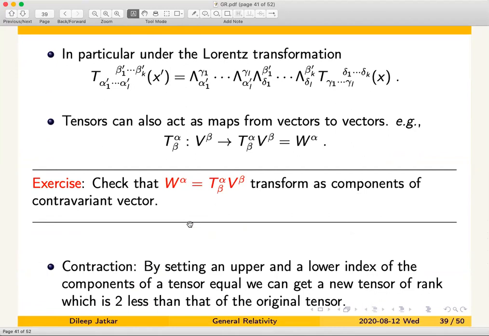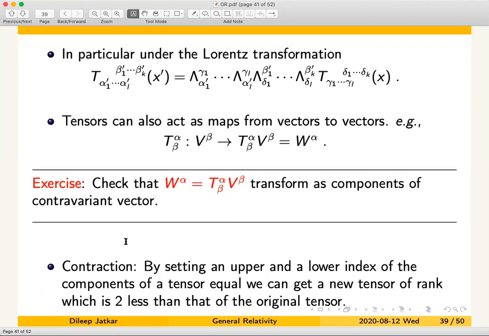Fine. There is another new notion that one defines for tensors. Of course, the notion of contraction was defined earlier also. For example, omega alpha V alpha was a contraction of a dual vector with a vector. But in the case of tensors, you can define a contraction of a tensor without using any other tensor or a vector space.